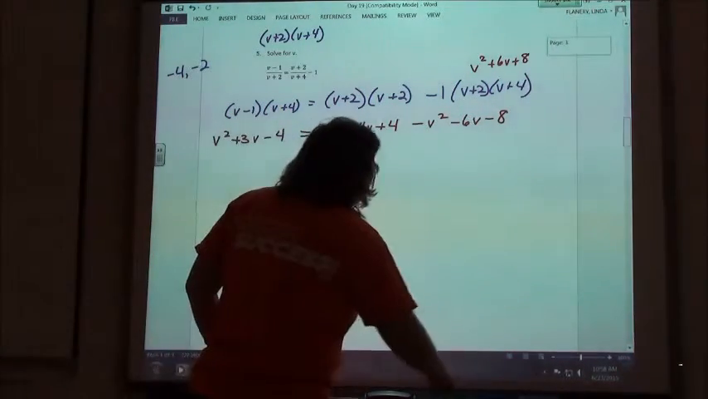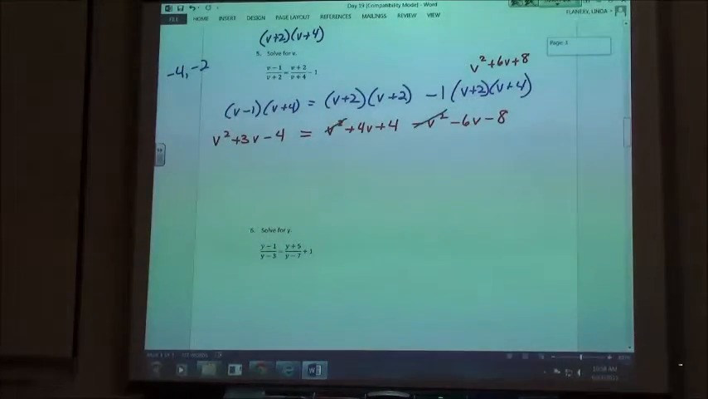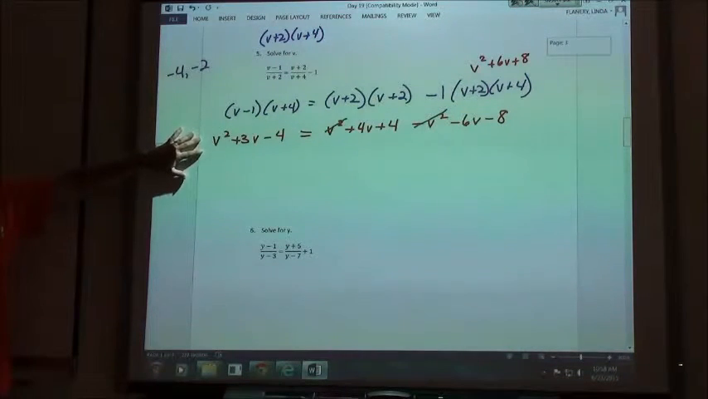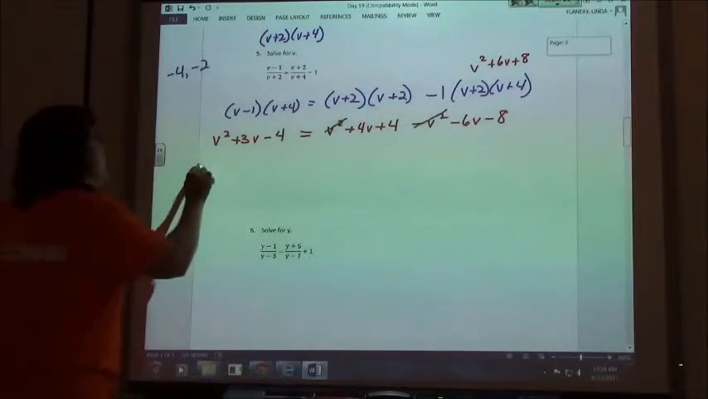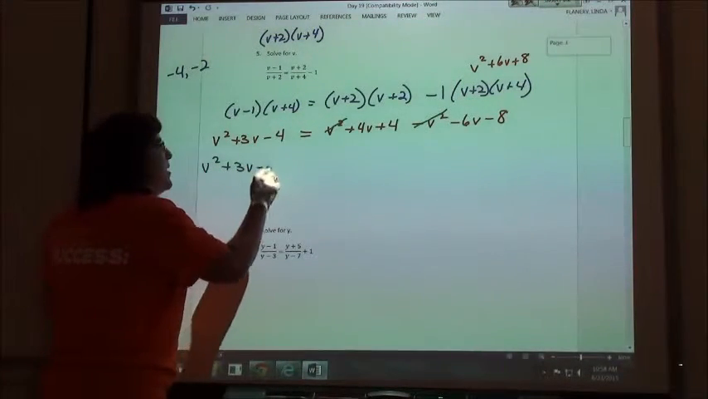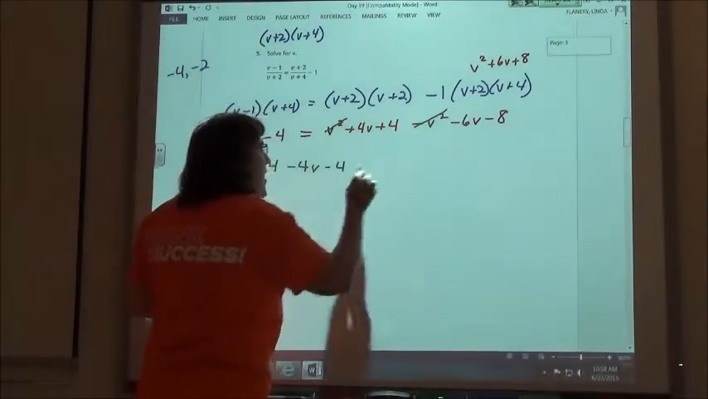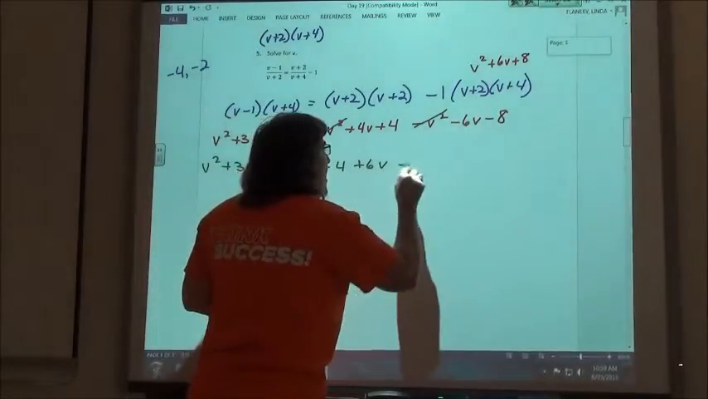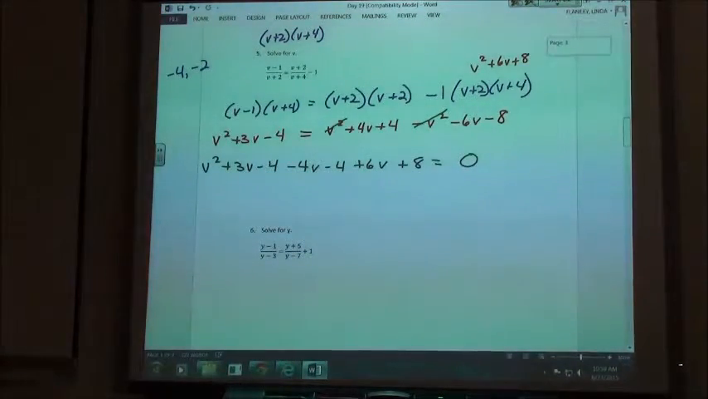So I notice on this one that I have a v squared and a minus v squared that's going to cancel each other out. So I'm going to move everything over here on my left side because that's where my v squared is going to stay positive. So v squared plus 3v minus 4, I'm going to minus my 4v, minus that 4, add my 6v, and add my 8, and then I'll have everything over on the left side.